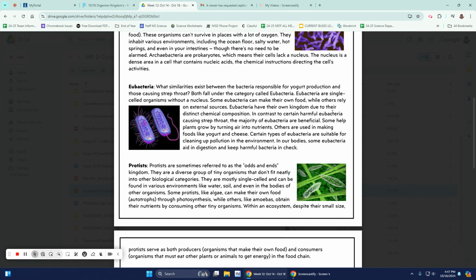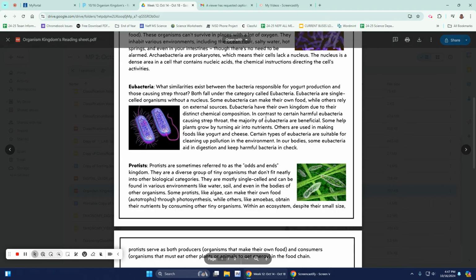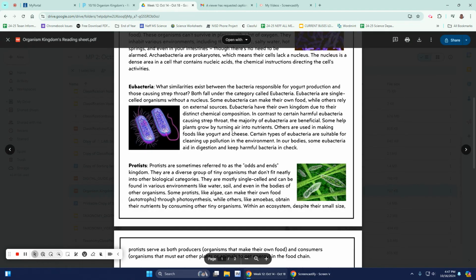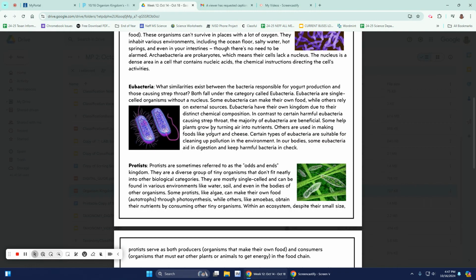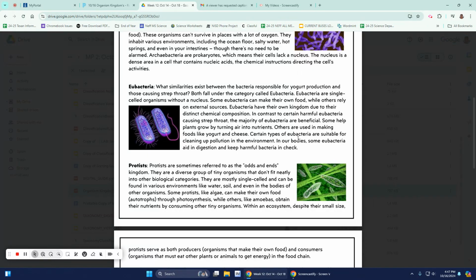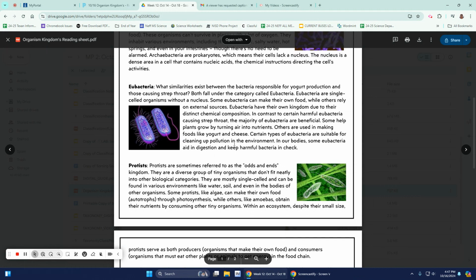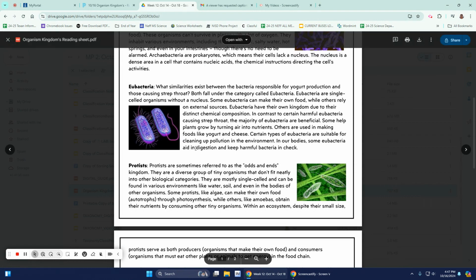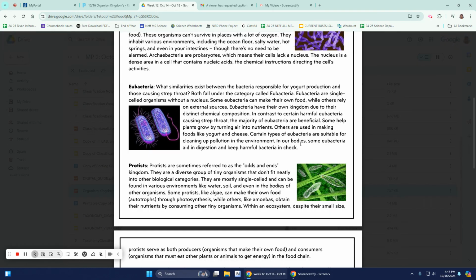Eubacteria have their own kingdom due to their distinct chemical composition, in contrast to certain harmful eubacteria causing strep throat. The majority of eubacteria are beneficial. Some help plants grow by turning air into nutrients. Others are used in making foods like yogurt and cheese. Certain types of eubacteria are suitable for cleaning up pollution in the environment. In our bodies, some eubacteria aid in digestion and keep harmful bacteria in check.